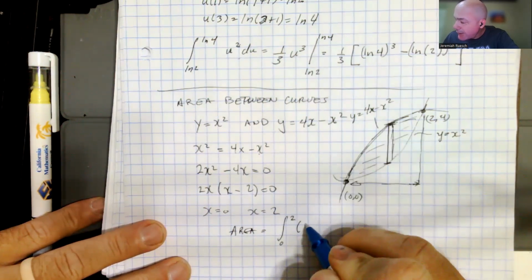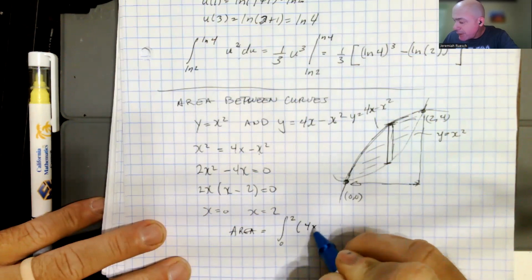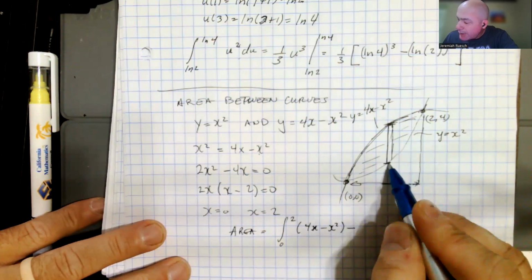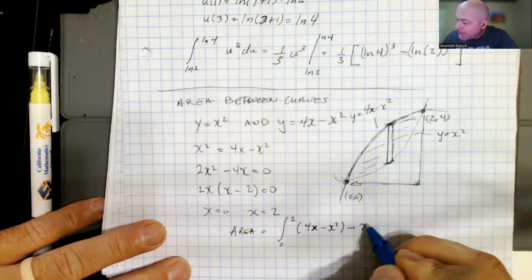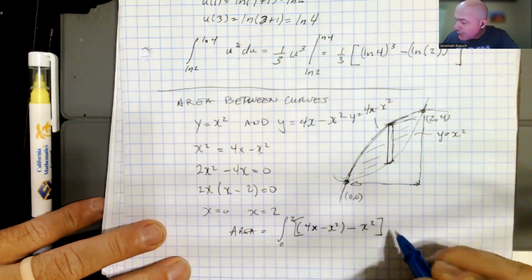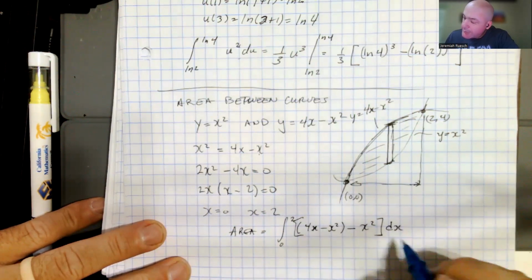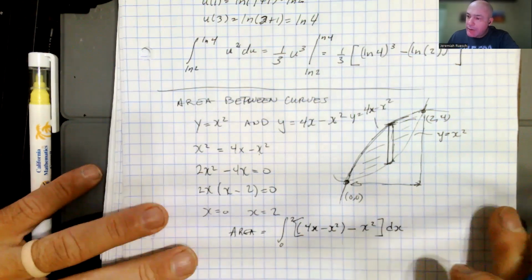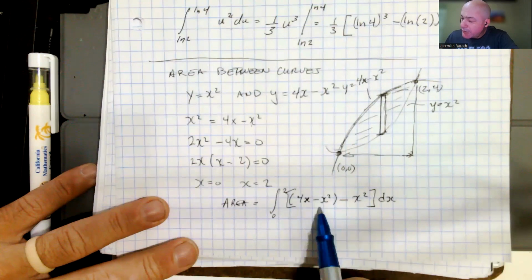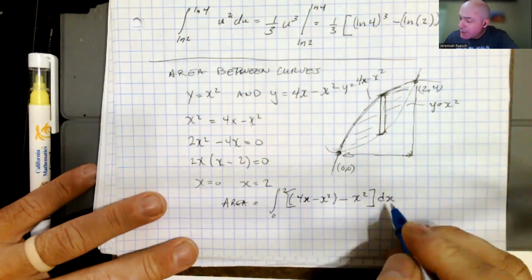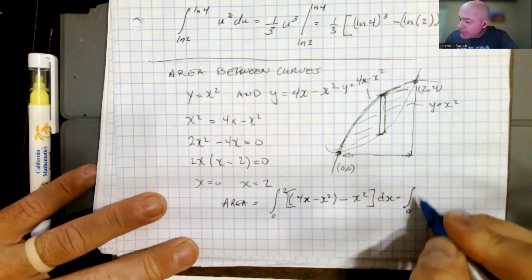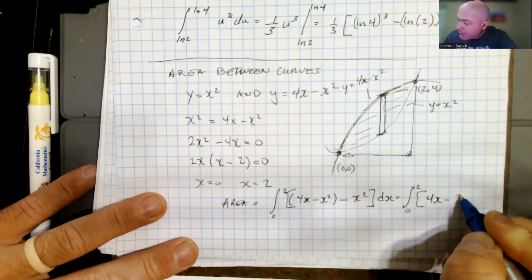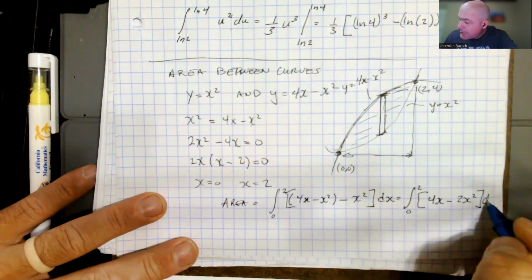So the height of that one is 4x minus x squared, minus the height of the lower region, which is x squared, dx. Okay. So all I need to do now is integrate this. Noticing that I have a minus and a minus, it just maybe reduces the number of integrals I have to do. That's going to be the integral of 4x minus 2x squared dx.